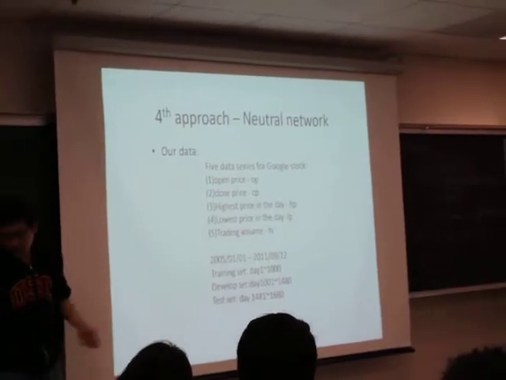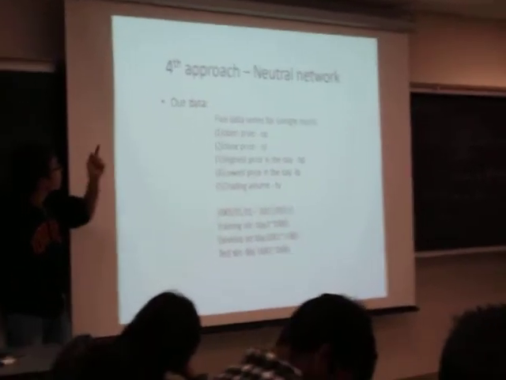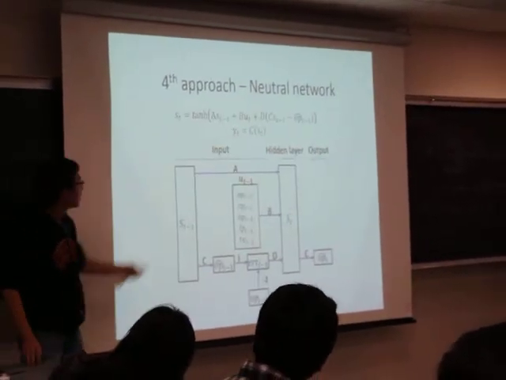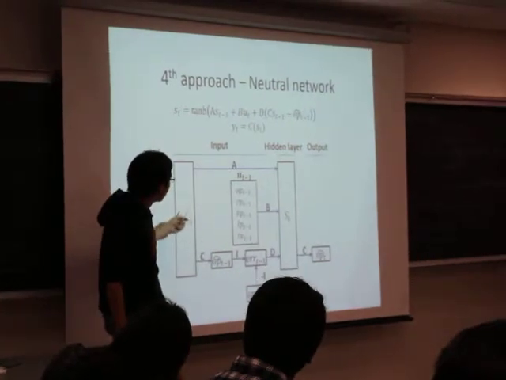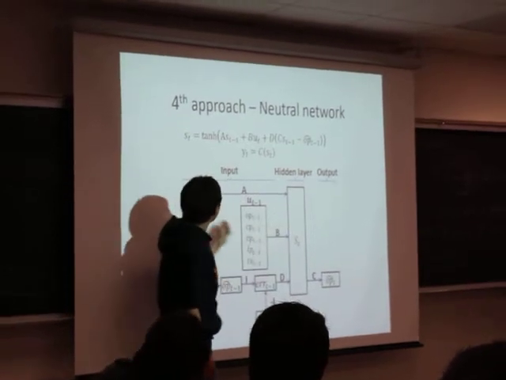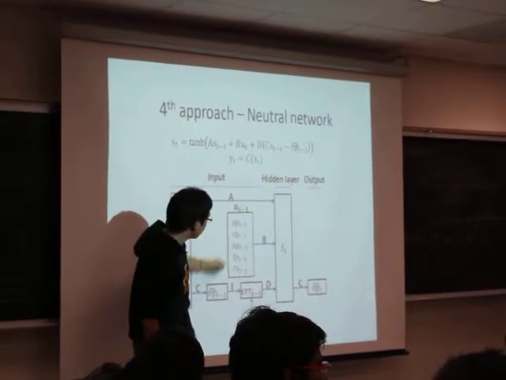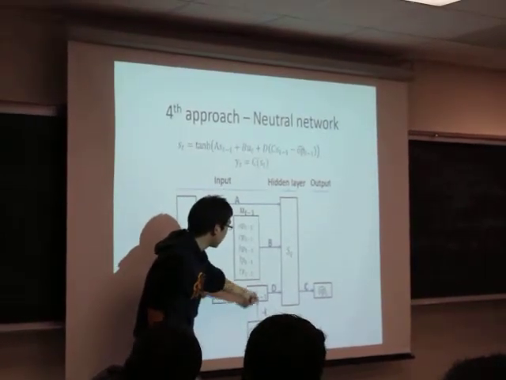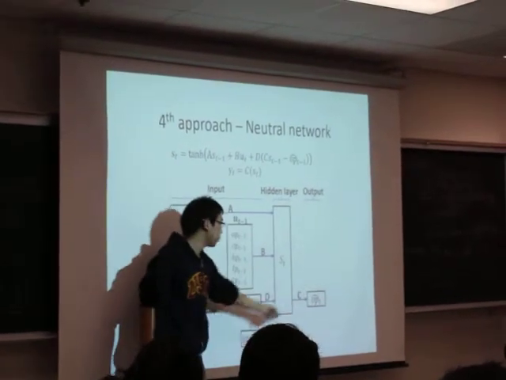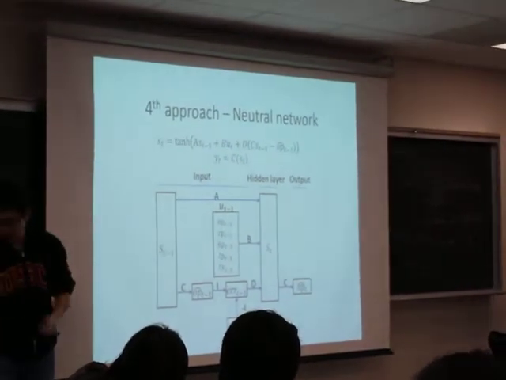Our last model is the neural network. We still use the same data, and the network is like this. Here is the hidden layer. We use the previous step as the hidden layer, and the five data series and the previous step's error as the input, and we get the output here. The output is the estimate of the open price of the next day.